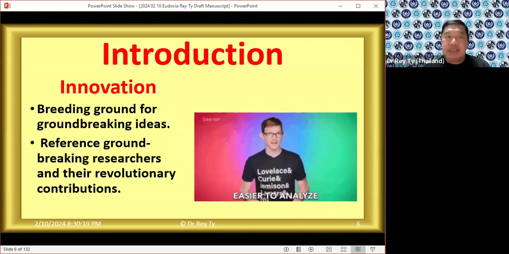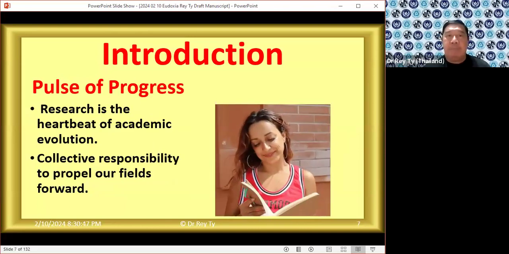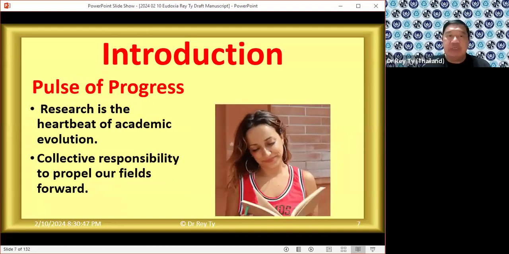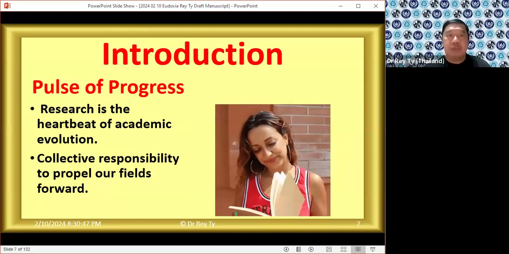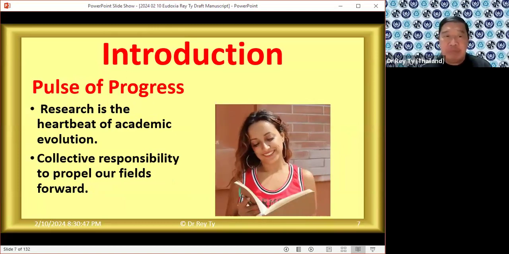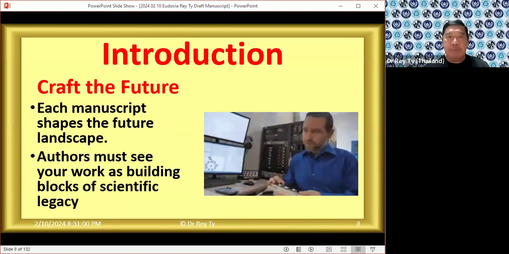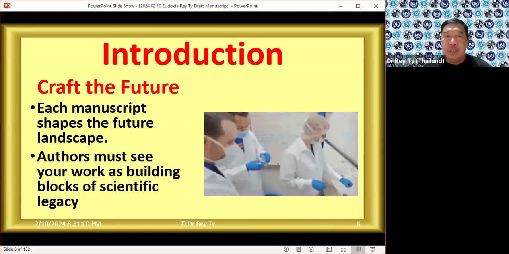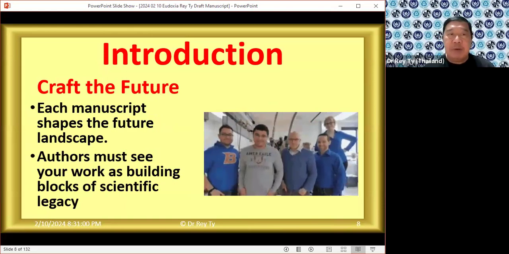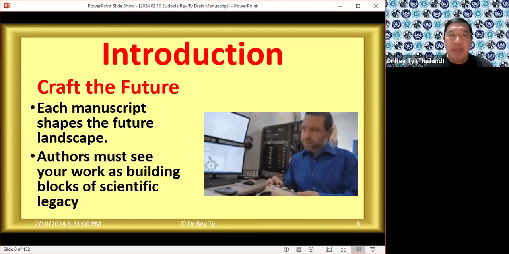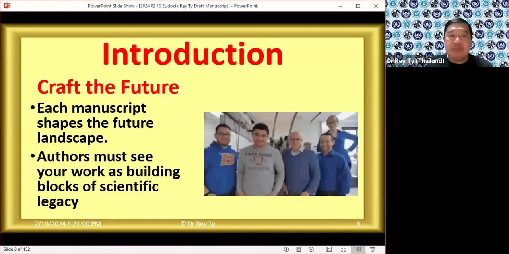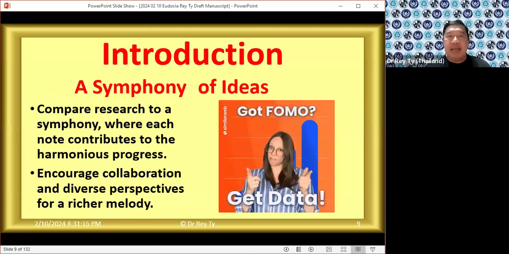However, we must always recognize the researchers who have trodden the path before us in coming up with revolutionary ideas, their findings before us. So that's the pulse of progress. Research is the heartbeat of academic evolution. We have a collective responsibility to propel our fields forward, and we have to craft the future through our research. Each manuscript shapes the future landscape, and authors must see their work as building blocks of scientific legacy.